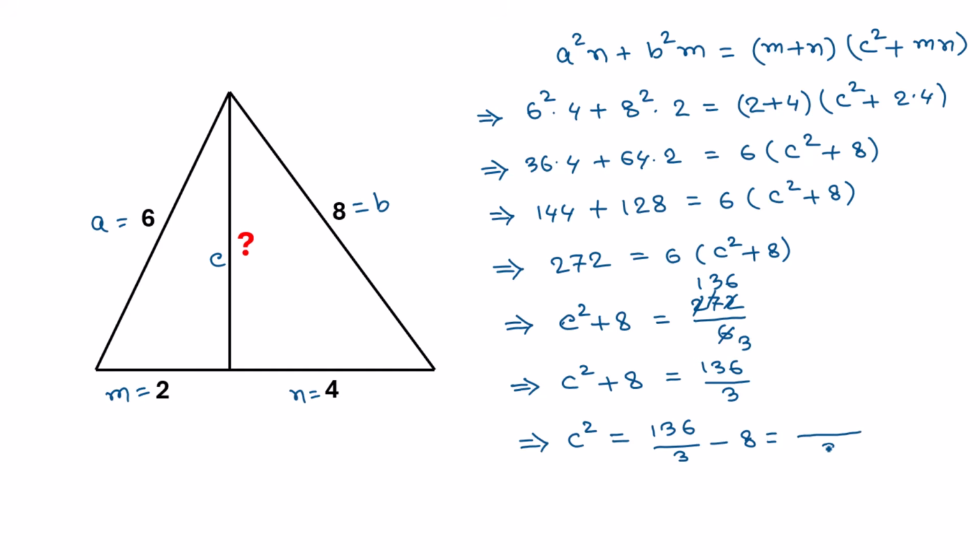And this 3, and 136 minus 3 times 8 is 24, so it will be 136 minus 24 is equal to 112 over 3, and taking the square root we will get the value of C. So C is equal to the square root of 112 over 3, and the approximate value of this term is 6.11. So this unknown length is 6.11, and this is the solution of our given problem.